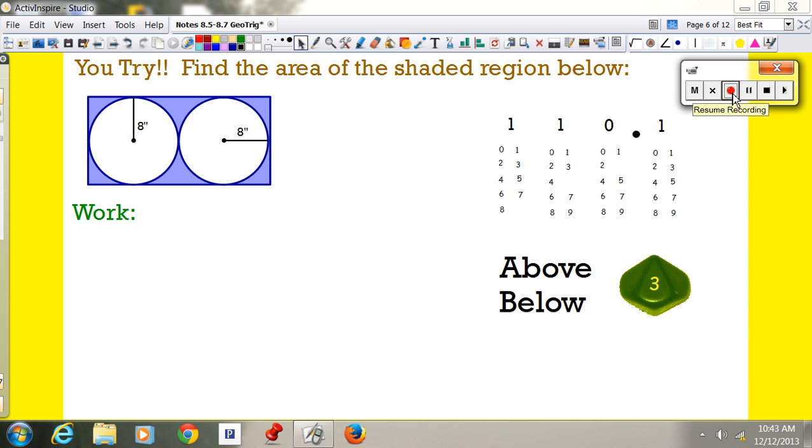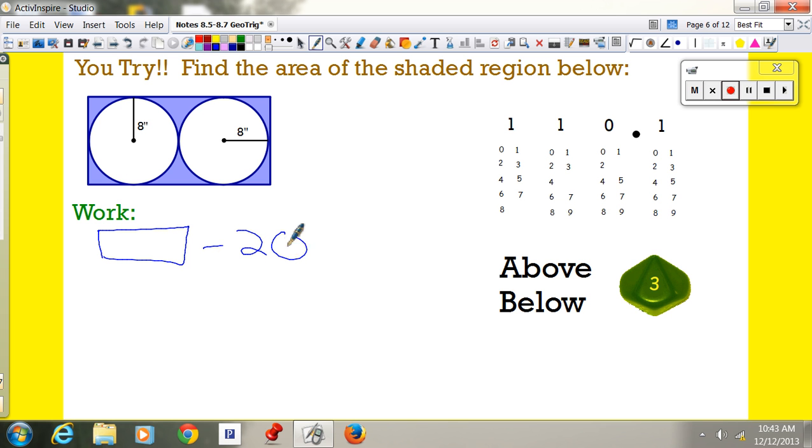Okay, how would I figure this out? What would be the plan first? Not the work, but the plan. Find the rectangle and subtract out 2 circles, right? So 2 of the circles. So find the area, subtract out 2 circles. I put a dot in the center because that shows that it's a circle, not just an O. So we're going to get the rectangle. So what would be my base and my height for this rectangle?